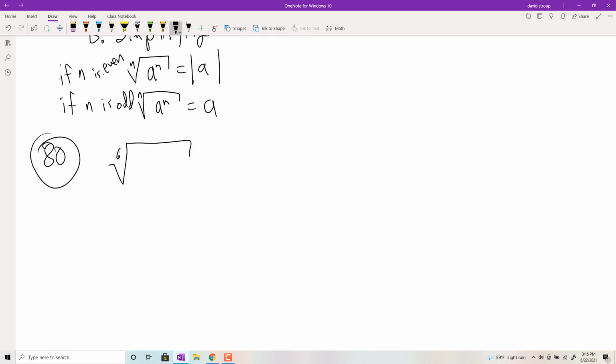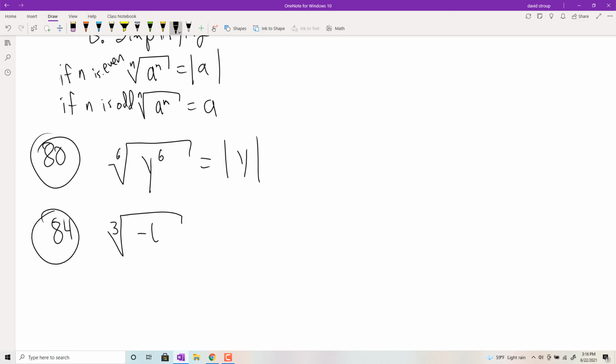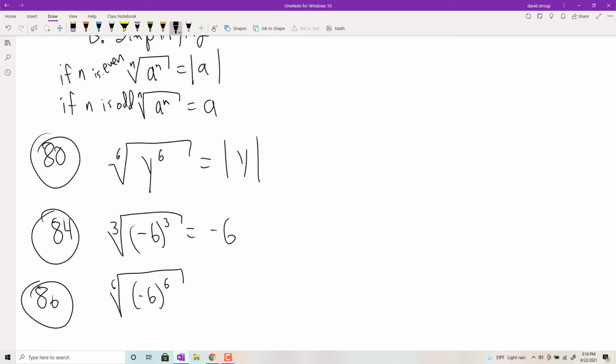Okay, so anyways, here we have the sixth root of y to the 6. 6 is even, so this must be the absolute value of y. There's your answer. 84, we have the cube root of -6 cubed. So 3 is odd, so this will just be -6. 86, we have the sixth root of -6 to the 6. You need an absolute value on whatever is being raised to the 6th power, and then taking the absolute value, you just get +6.